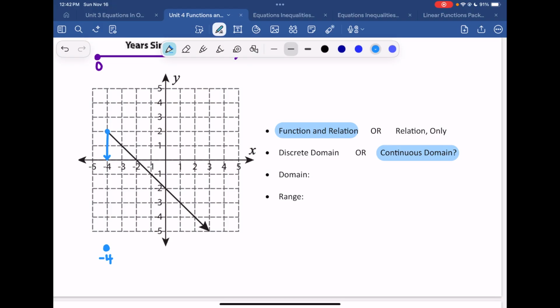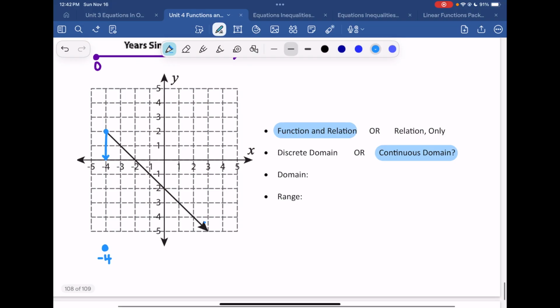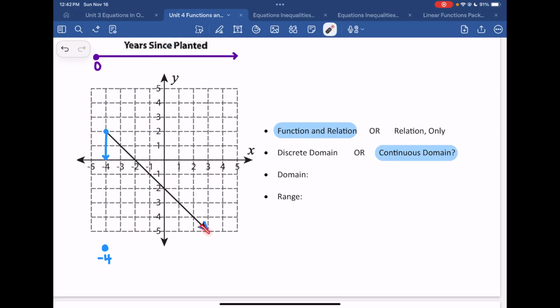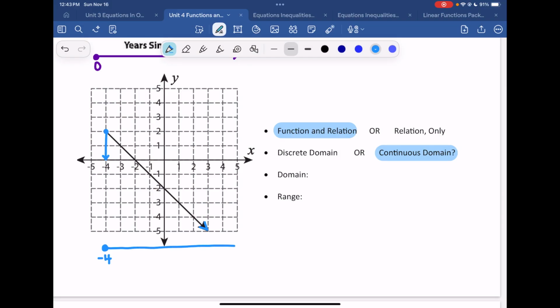So then look for the rightmost point. Well, there is no rightmost point because there's an arrow. Yes, the arrow is going down, but as it goes down, it's also going to the right. So it's going to positive infinity. As far as left and right, it's going to the right forever, which means it's going to positive infinity as far as the x's go. We're not talking about the y's right now. Okay, so if you were to draw a number line, it's going to go continuously to the right.